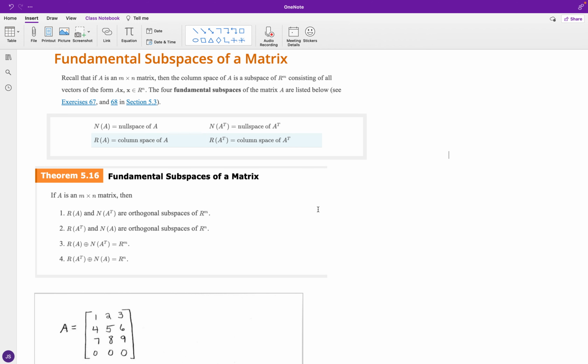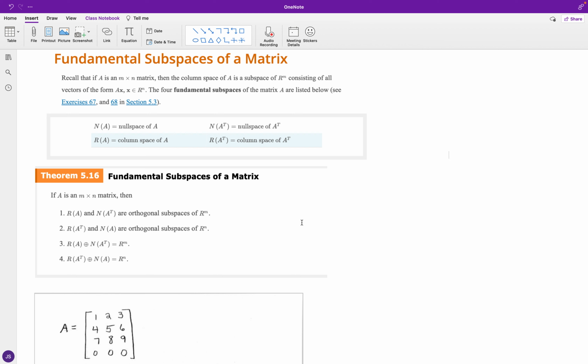For the relations among these four fundamental subspaces, if A is an M by N matrix, then R of A and N of the transpose of A are going to be orthogonal to each other inside Rm. And R of the transpose of A and N of A are going to be orthogonal in Rn.